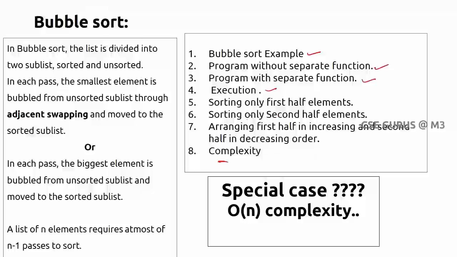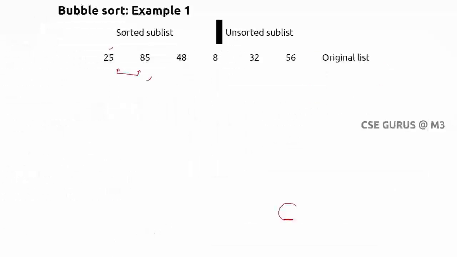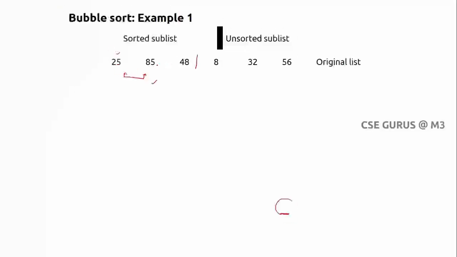Now we have to go for sorting only the first half of elements, and sorting only the second half of elements. For example, if I take the first half, only I want to sort 25, 85, 48. That means the output should be 25, 48, 85, and the rest should stay as it is. Another question is where only the second half has to be sorted. Anyway, here in this example it is already sorted, but if not, it should be sorted. The first part should be as it is, without sorting.